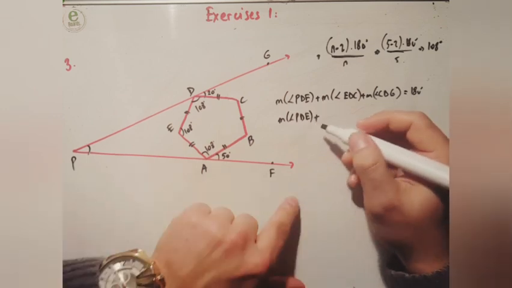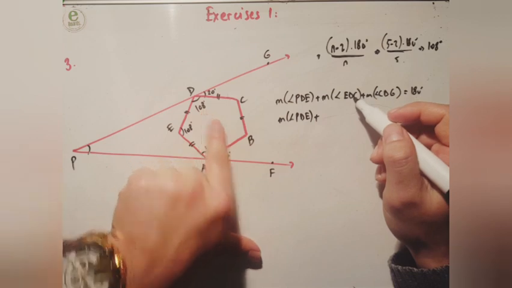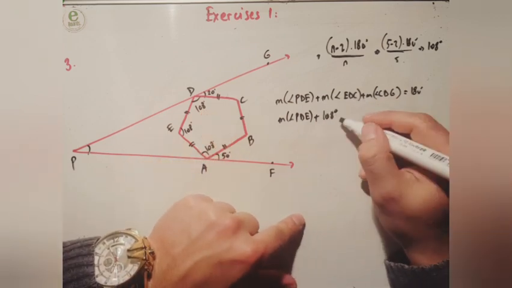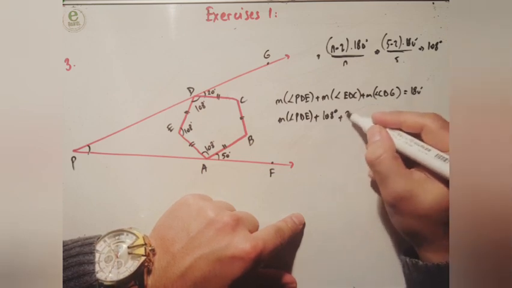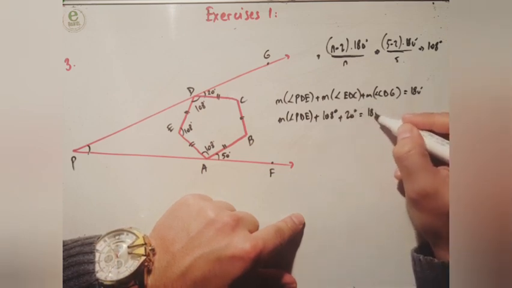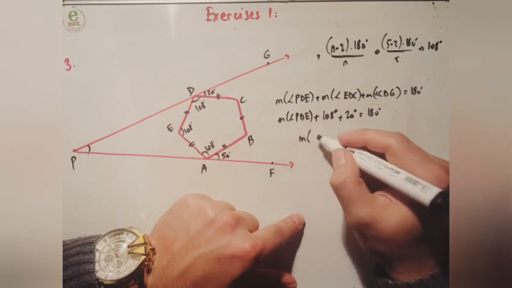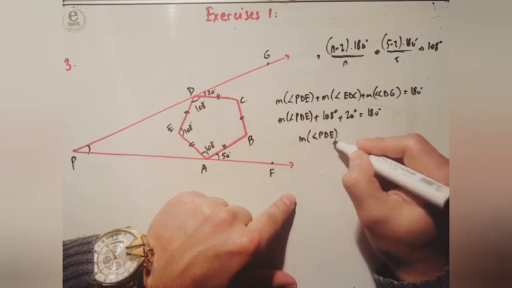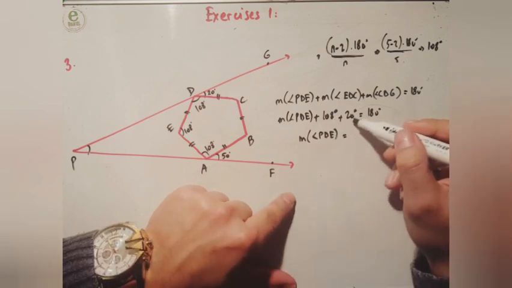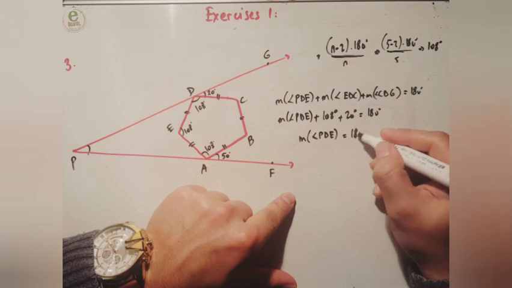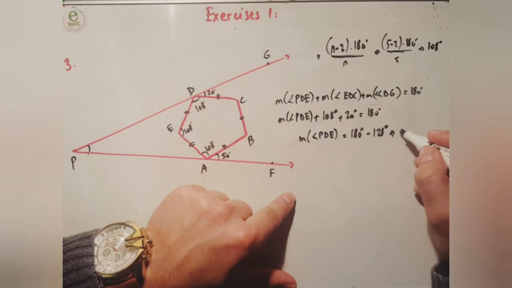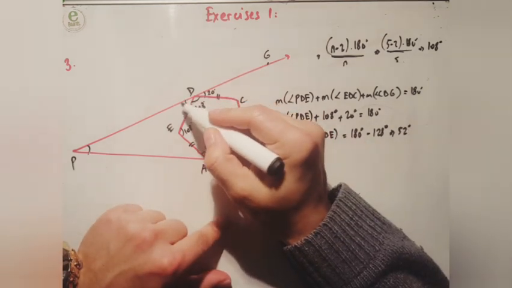So we have to find this first. EDC, we found this. What is it? 108 degrees, the interior measure of the pentagon, plus CDG, 20 degrees, is equal to 180 degrees. From here we are going to get PDE: 108 plus 20 is 128, so 180 degrees minus 128 is 52 degrees.